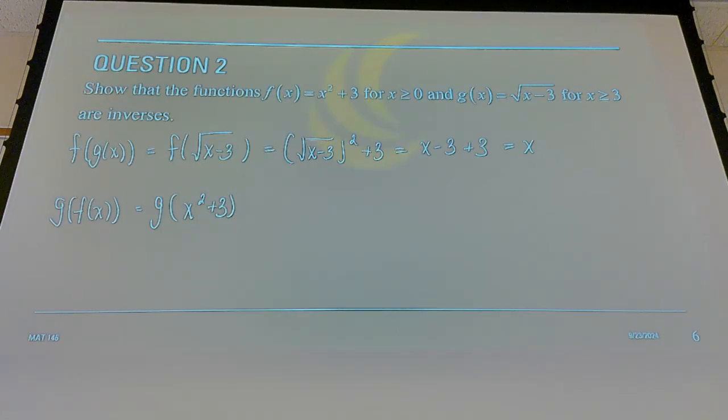G of x squared plus 3. Definition of g, replace x with x squared plus 3. Three minus 3 is 0. You're left with the square root of x squared. The square root of x squared is what? X.